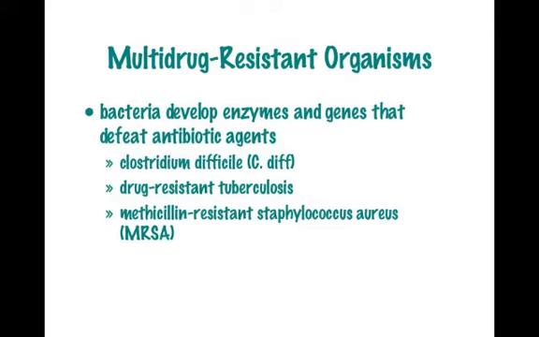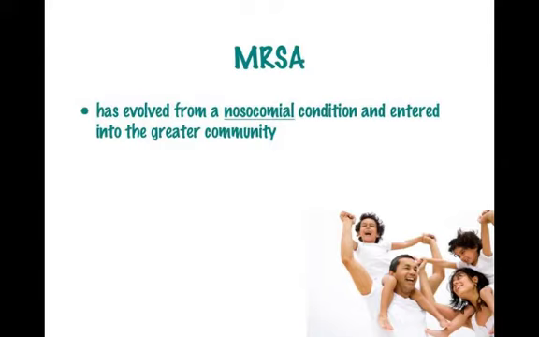Bacteria evolved to develop enzymes and genes that defeat the mechanisms of antibiotic agents. These bacteria become resistant to the variety of drugs that had been developed to fight them. Examples of multi-drug resistant organisms include Clostridium difficile, C. diff, which causes diarrhea and can cause serious intestinal conditions such as colitis, drug-resistant tuberculosis, which has become a worldwide public health problem according to the World Health Organization, and methicillin-resistant Staphylococcus aureus, MRSA, which has evolved from a nosocomial condition, meaning a hospital-based condition, into a condition of the greater community.